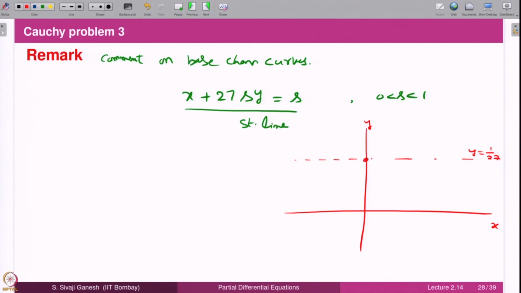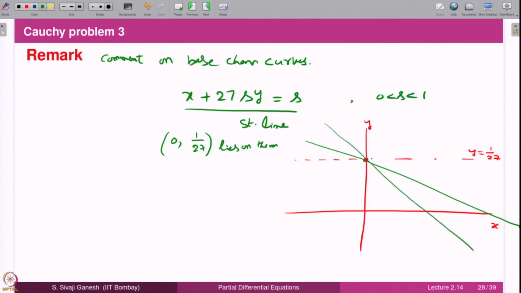This point, something is happening. The base characteristic curves are straight lines, they always pass through this point 0 comma 1 by 27 lies on them. That means all of them are meeting up at this point. Slopes are 1 by 27 yes, minus 1 by 27 yes. Okay. As you are coming closer, they are becoming steeper and steeper, like that. So, all of them are meeting at this point, and u is not defined at y is equal to 1 by 27.